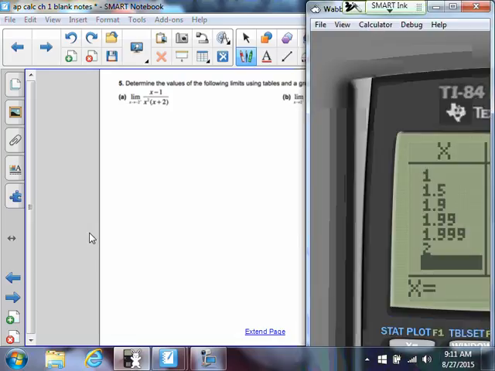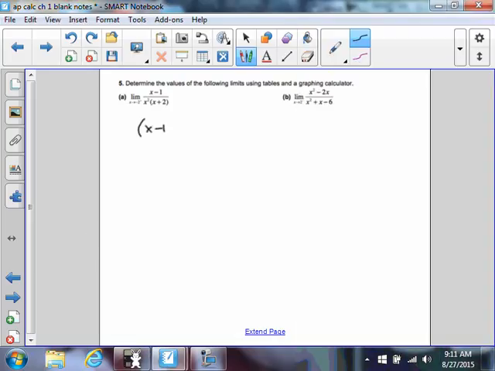And when you put this in, you want to do parentheses x minus 1 over parentheses x squared plus x plus 2 parentheses, right? So put that in for y1. And we're going to use the table function, which we used the other day.